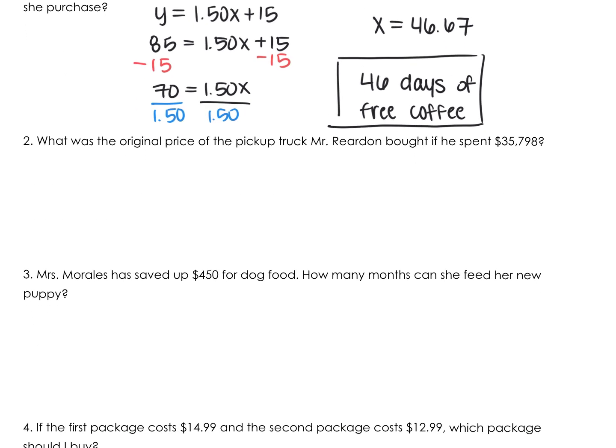So for our second example, we want to find the original price of the pickup truck Mr. Reardon bought if he spent $35,798. So we have y equals 1.06x. So we don't know the original price, which is what x is, because that's the price before taxes, but we know the total cost. So we have $35,798 equals 1.06x. So if I want to solve for x, I'm going to divide both sides by 1.06.